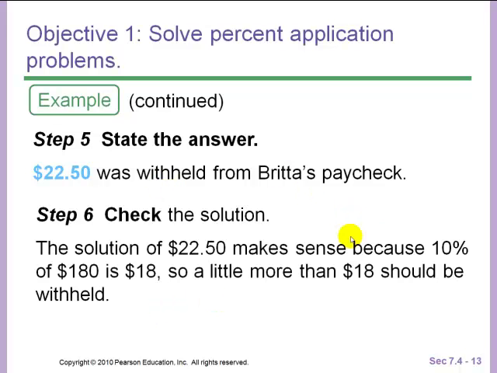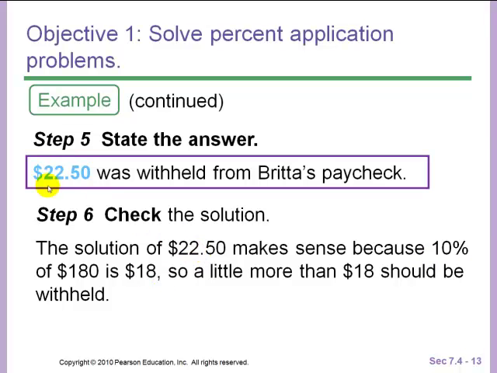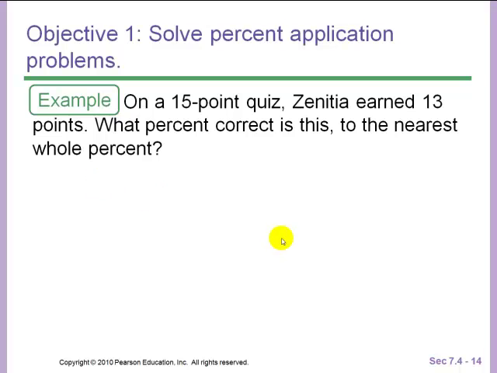We can check the solution. It makes sense because 10% would be $18. 12.5% is a little more than 10%, so the amount paid should be a little more than 18, which it is. So our answer is $22.50.